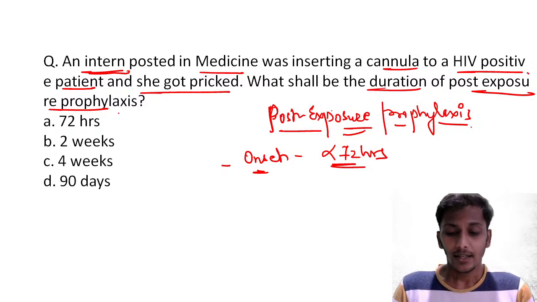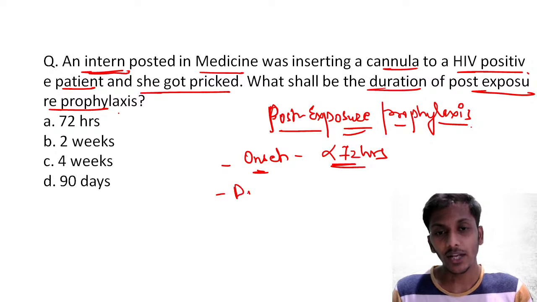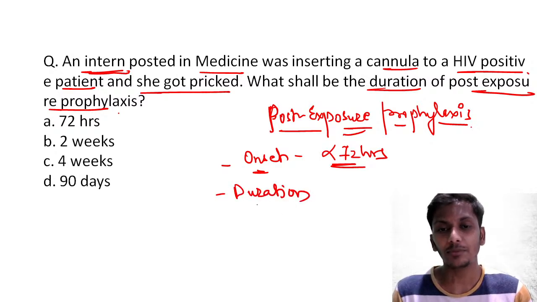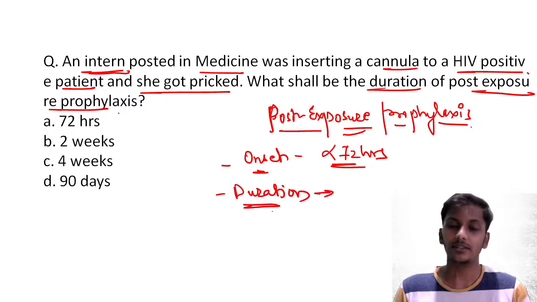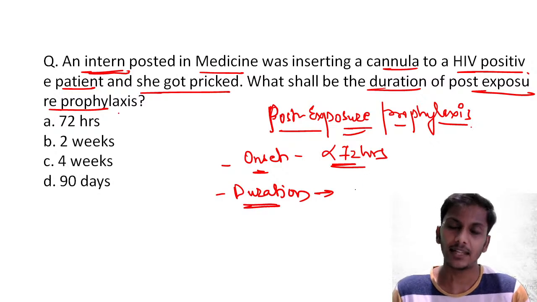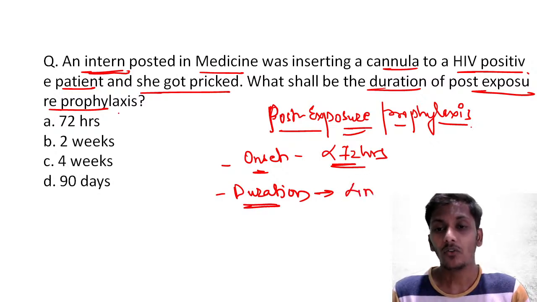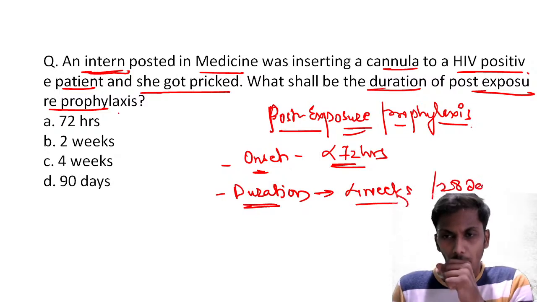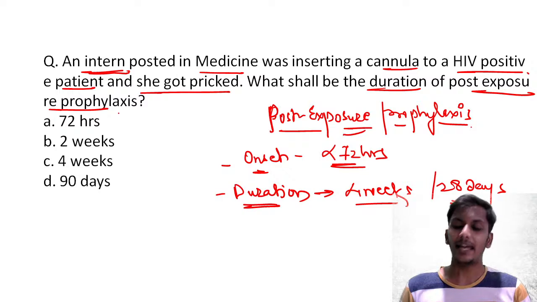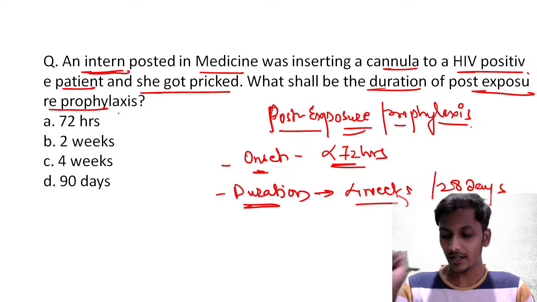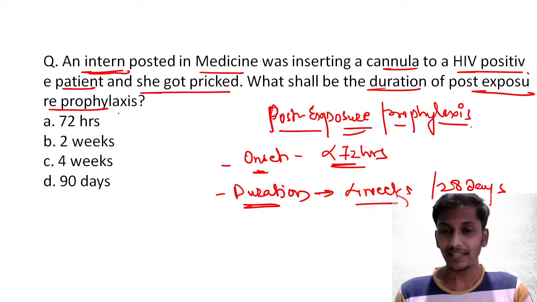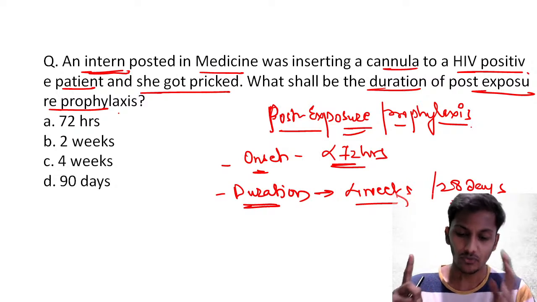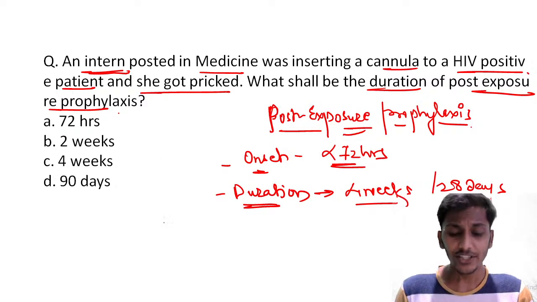But the duration differs. The duration, meaning for how long to give post exposure prophylaxis? The duration of post exposure prophylaxis in HIV positive individuals is 4 weeks or 28 days. So please remember guys, it is 4 weeks. You usually give it for one month. And which are the drugs used?